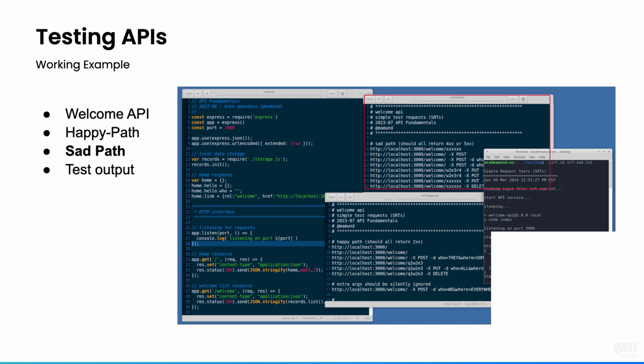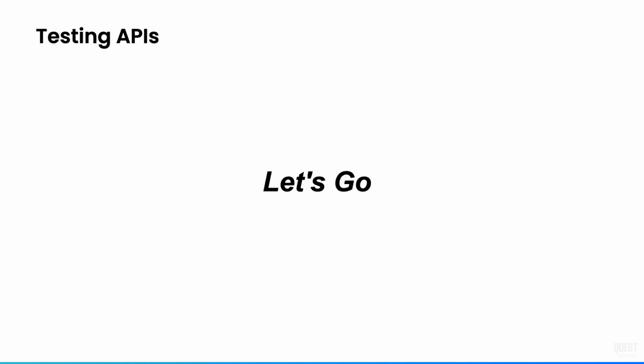I also created a list of sad path tests. Actually, I have more sad path tests than I do happy path tests because there are lots of possibilities I need to test. And we'll take a look at those briefly. And then we'll take a look at the test output. I'm piping the output to a disk in this case, and then we can review that output later to make sure we understand what it's doing and what it means. So with that in mind, let's go.